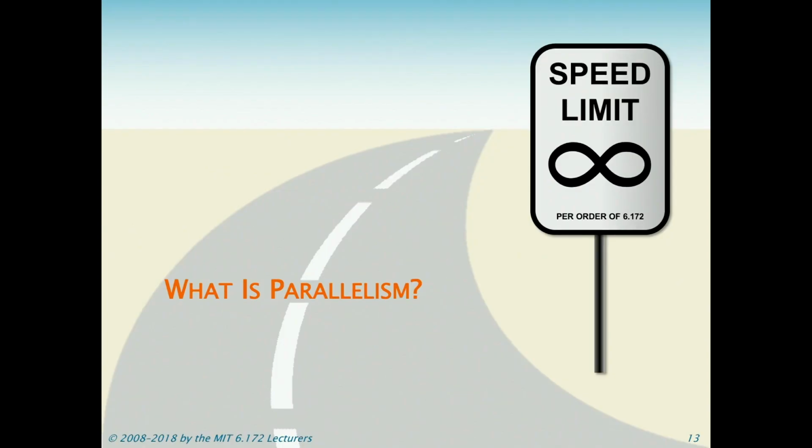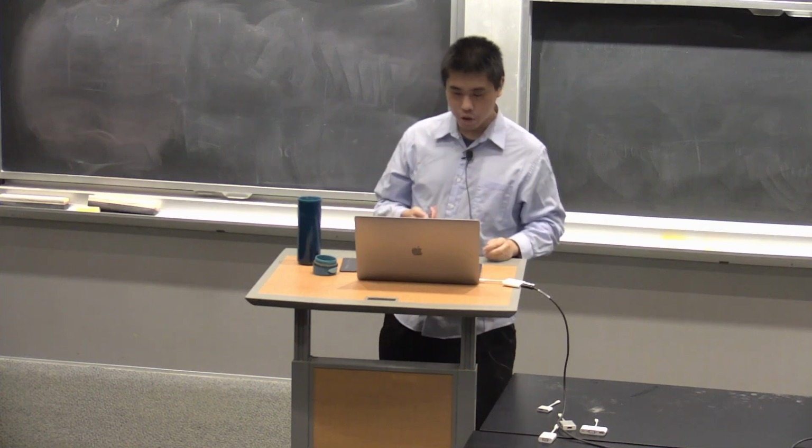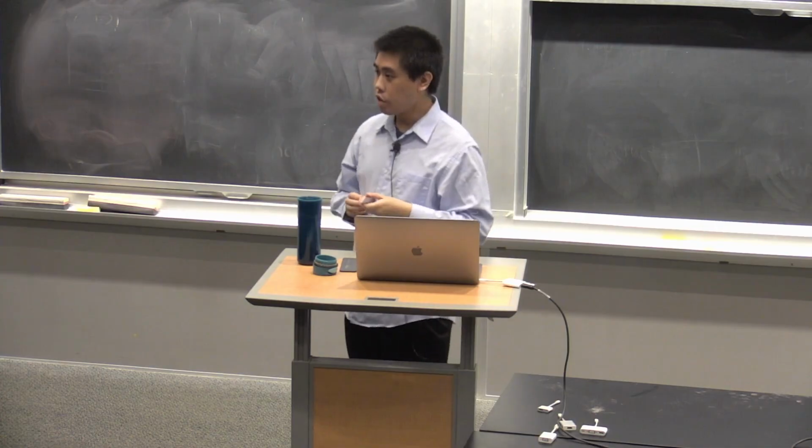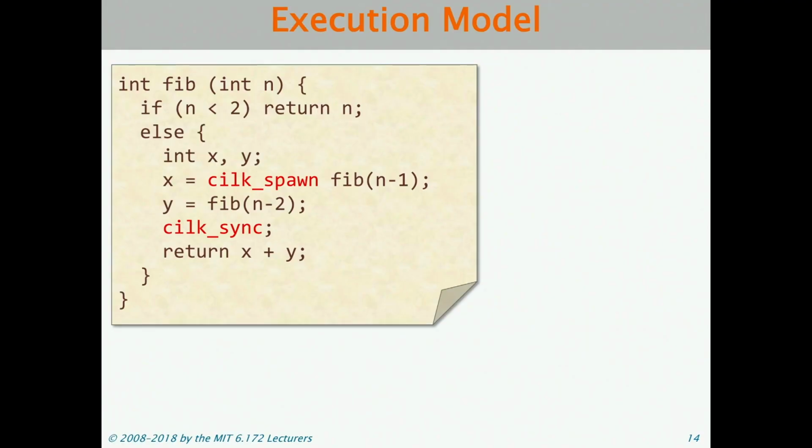All right, so let's now talk about parallelism. So what is parallelism? Can we quantitatively define what parallelism is? So what does it mean when somebody tells you that their code is highly parallel? All right, so to have a formal definition of parallelism, we first need to look at the Cilk execution model. So this is a code that we saw before for Fibonacci.